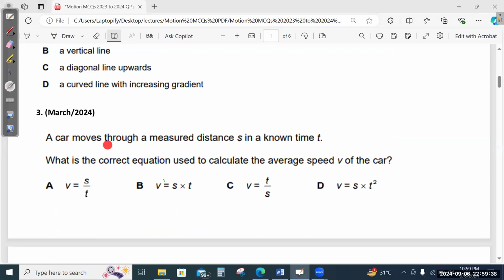Next is: a car moves through a measured distance s in a time t. What is the correct equation used to calculate the average speed v of the car? So the car is moving and it covered distance s in time t. You have to find the correct equation to find out the average speed. So the formula of speed is distance over time. Distance over time. It is a very simple question. So your option will be A. Okay.